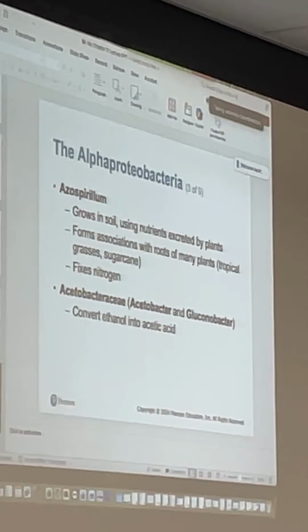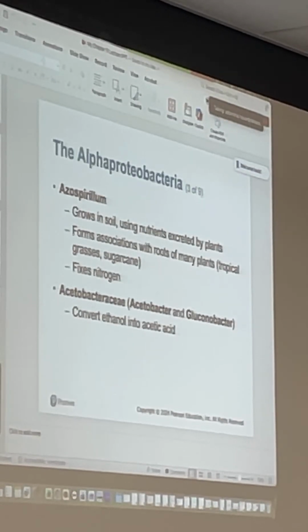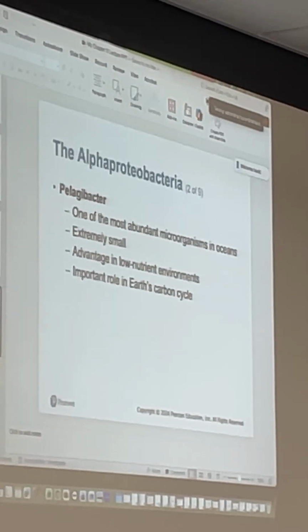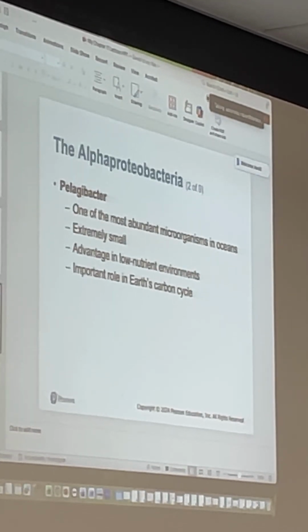Now, another bacteria that doesn't require a lot of nutrients is Azospirillum. So when looking at this, oh, you know what? Pelagibacter, the way to remember that one is that it's going to be found in the water.